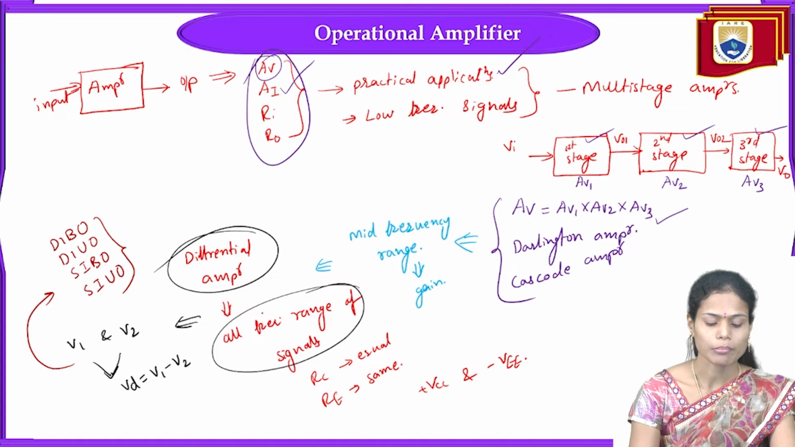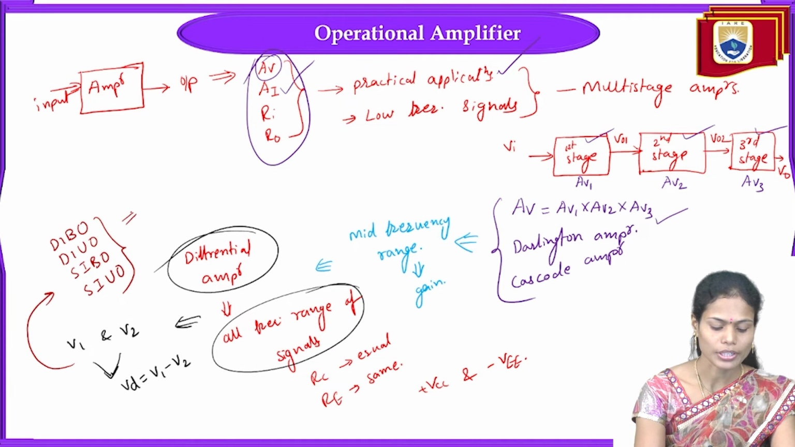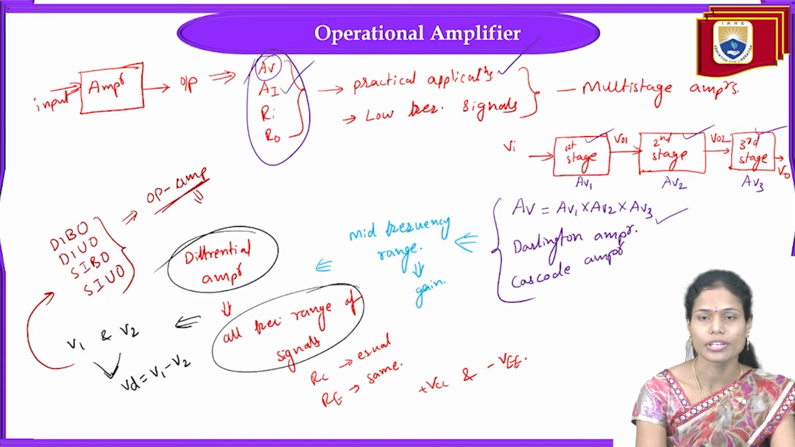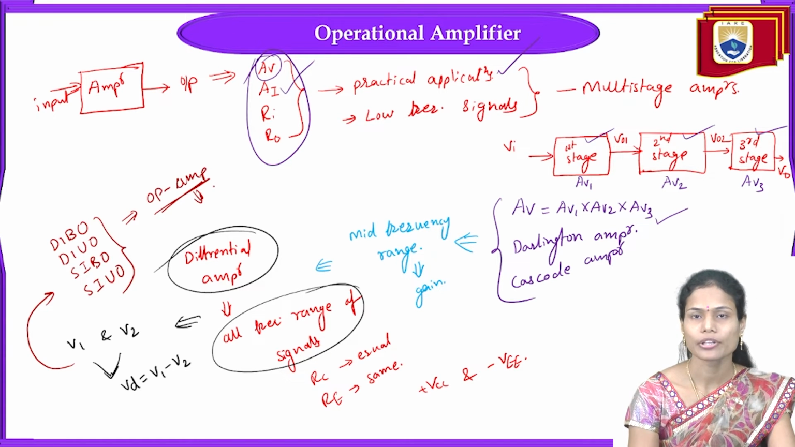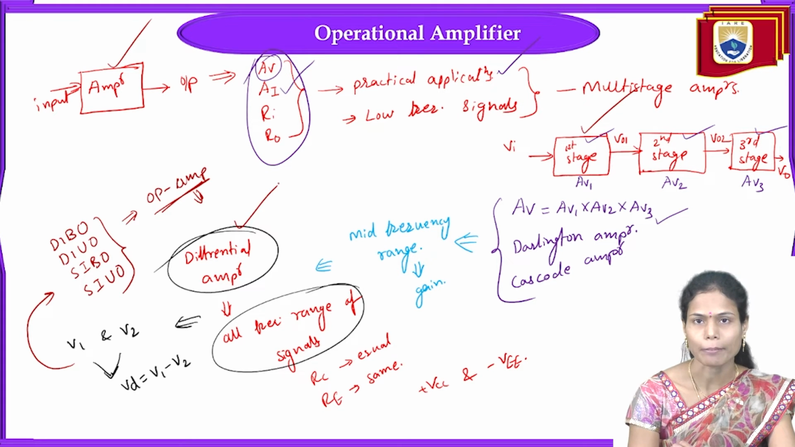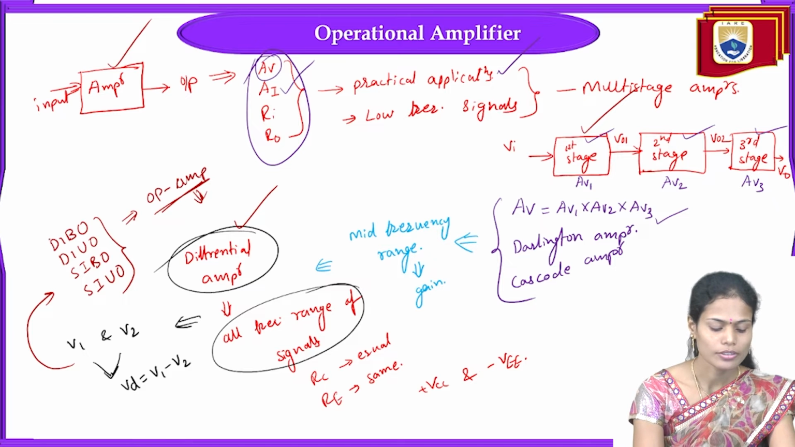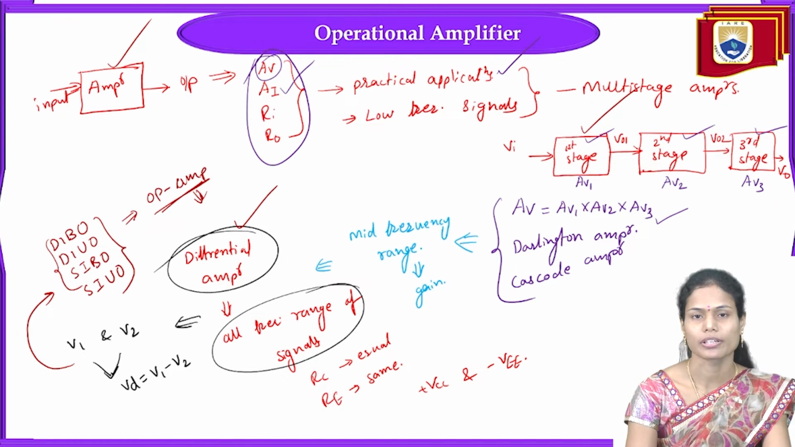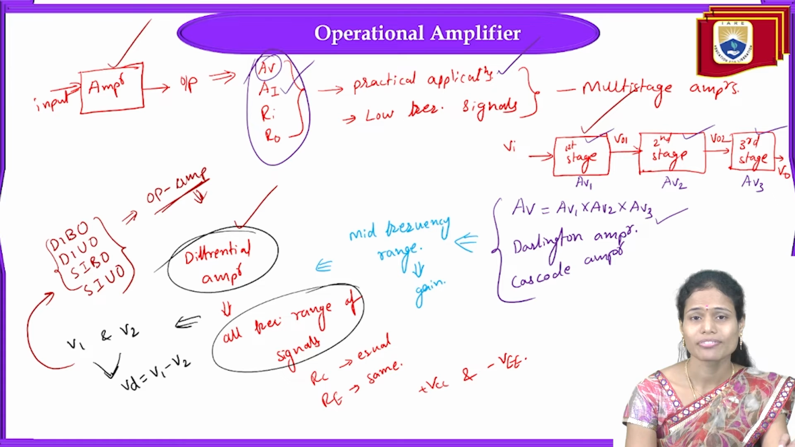So these differential amplifiers we are going to utilize again in the op-amp design. This op-amp is a very high gain circuit compared to all these single stage, multi-stage and differential amplifiers. Among all of these, it can provide very high gain. The internal stages of the operational amplifier consist of three types of differential amplifiers. The features that the differential amplifier has, we are utilizing in the design of the operational amplifier.